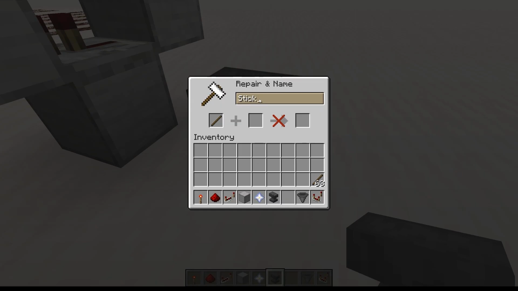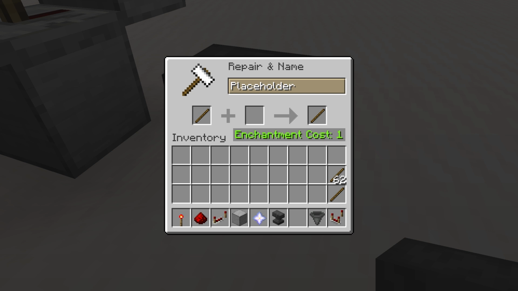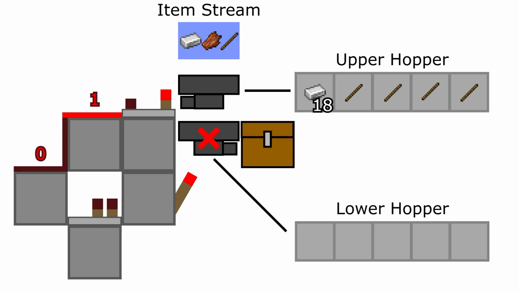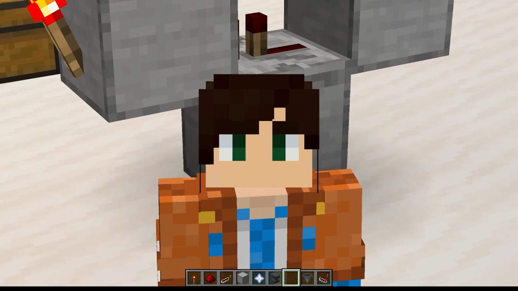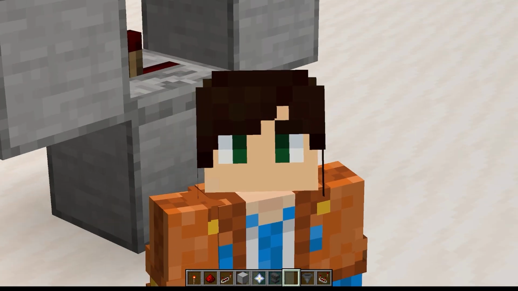Renamed items don't stack with other items of the same type unless they have exactly the same name. So if you take a stack of sticks and rename them Keep Out, or Placeholder, or Fahuquagods, they'll only stack with other sticks with the same name. So unless you have an item stream full of Fahuquagod sticks to deal with, problem actually solved this time. Well, this problem is solved.